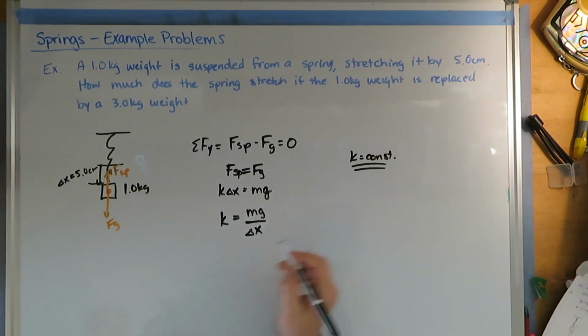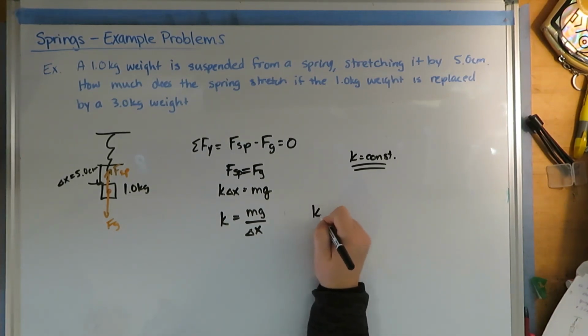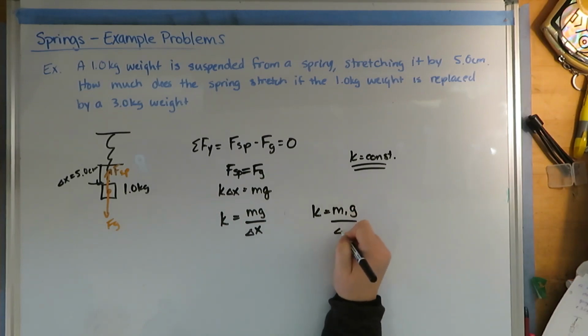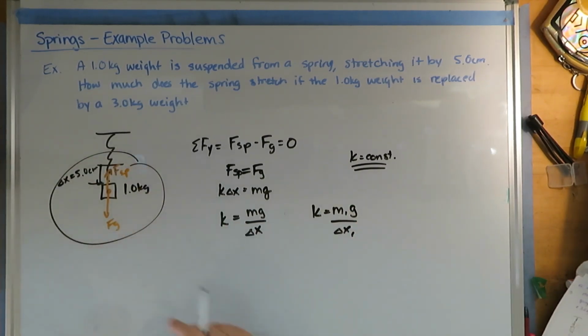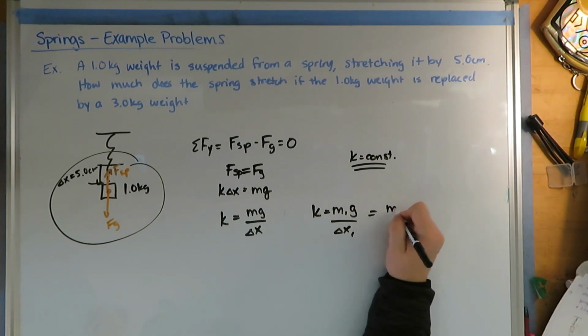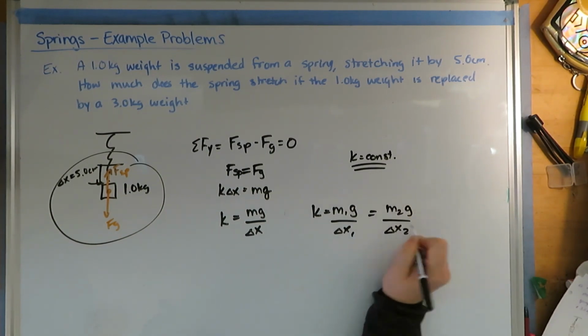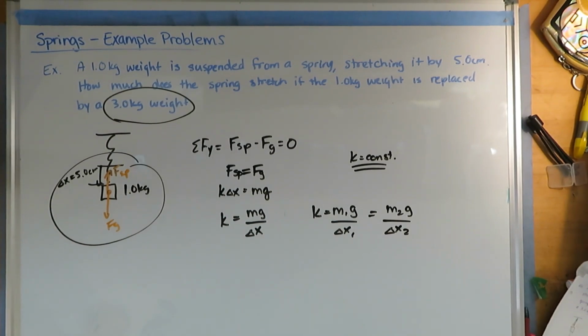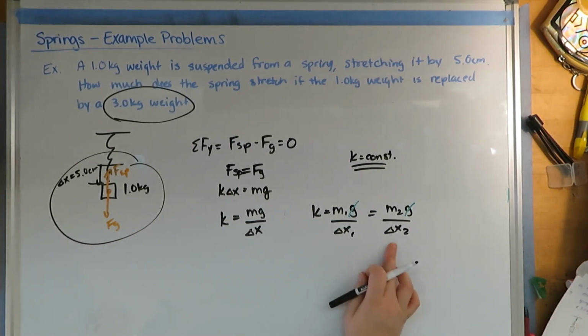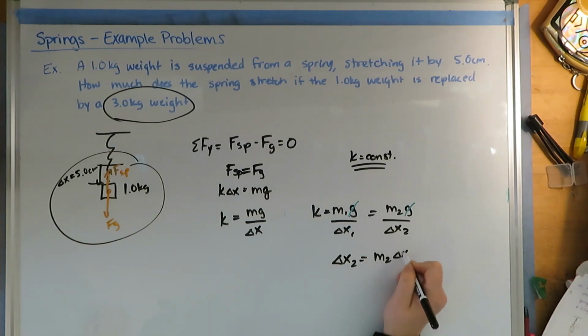So K is going to be the same in both cases. So case 1, I can say that K is equal to m1 times g over delta x1. That's this case. And then I also know that that's going to equal m2g over delta x2, which would be the case with the 3.0 kilogram weight. And I can see actually that g is also a constant, so g is going to cancel out. So if I wanted to find the new stretch, which would be delta x2, if I cross multiply, I'm going to get delta x2 is going to be m2 delta x1 over m1. So without even finding K, I can find my new stretch.